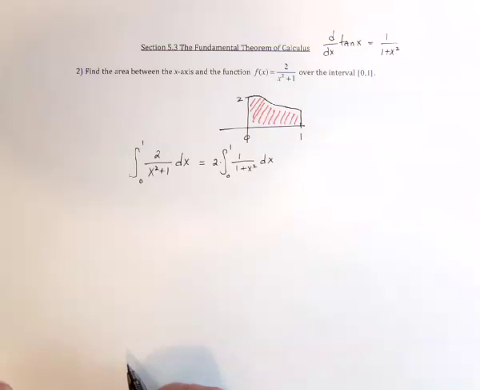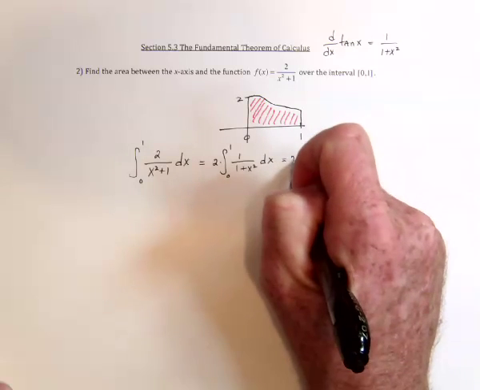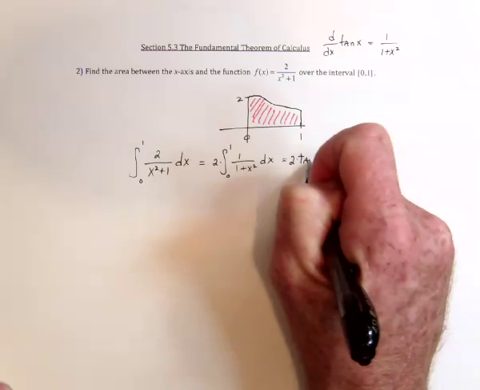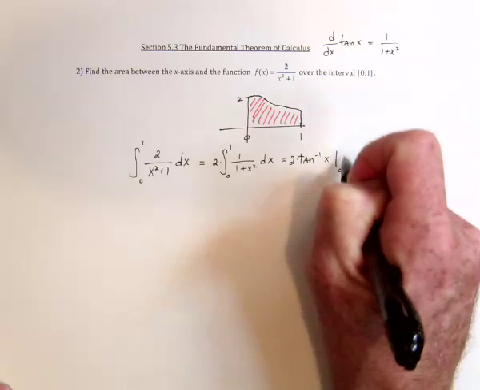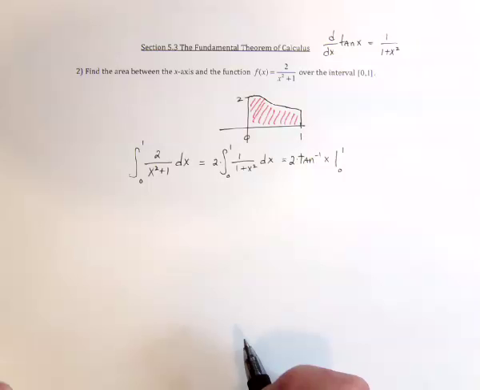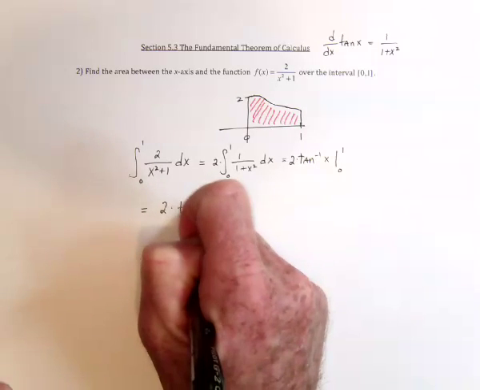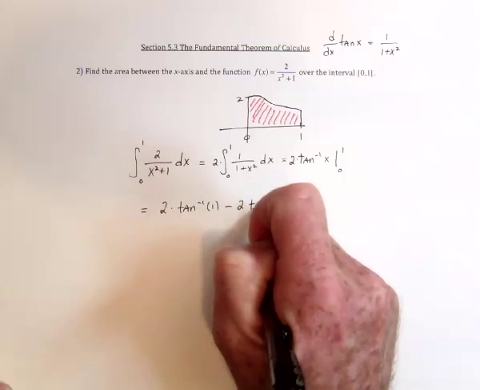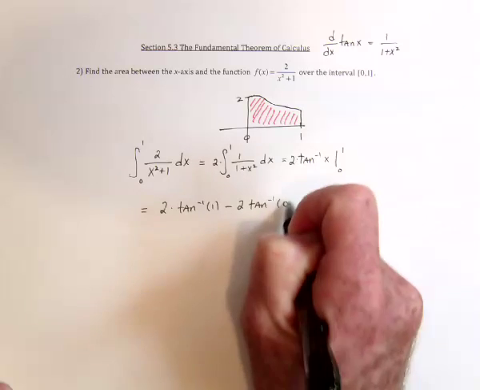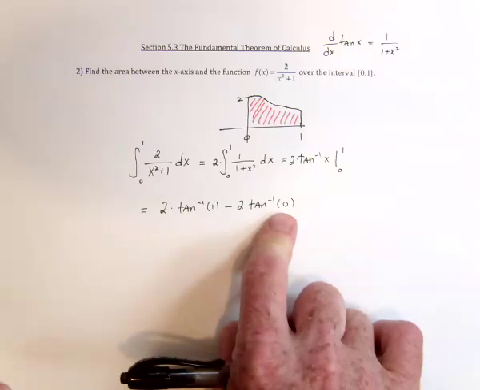And then this one is tangent inverse, so it's going to be a 2 on the outside, and then tangent inverse of x as x goes from 0 to 1. So first of all, substitute a 1 in there. So I've got 2 times the tangent inverse of 1 minus 2 times the tangent inverse of 0. So that looks like it's pi over 4 minus 0.